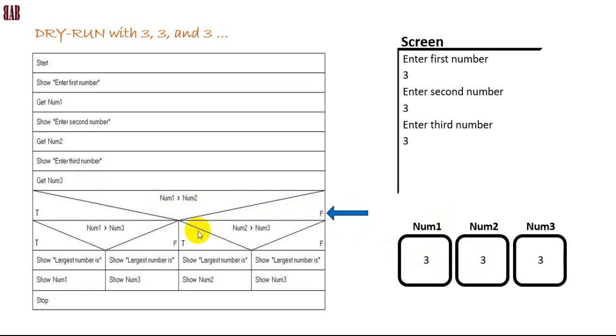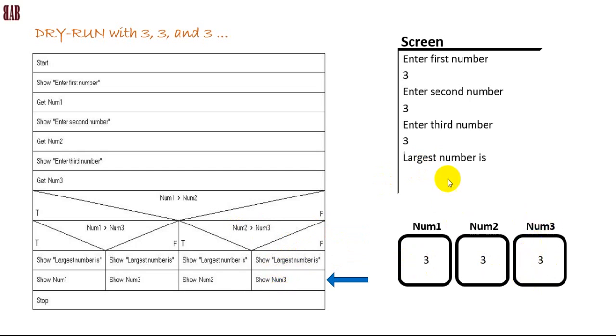Then you go into the false side's next condition, which is in here, right? So num2 greater than num3? That's also false. They are equal, so that's not greater. Num2 is 3, num3 is 3. 3 is not greater than 3. So this condition is false. Therefore, you come to the false side. And in the false side, again, you say largest number is, so it displays that, and show num3.